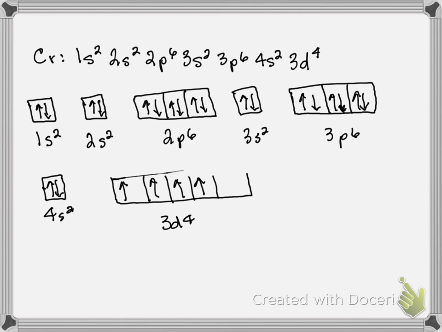I'm going to try to draw that a little bit straighter. Okay, so we still draw that fifth orbital, although it has nothing in there. So we still draw this, even though it's empty.